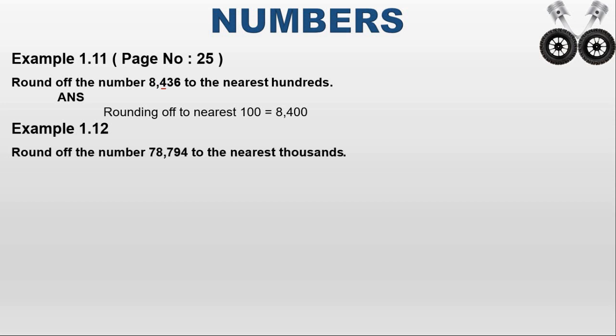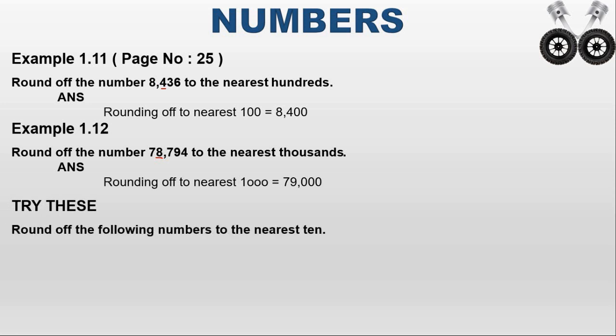Okay, what is the next problem? Round up the number 78,794 to the nearest 1000. Where is the 1000 position? Ones, tens, 100, 1000. So this is the 1000 position. We have to round up to the nearest zeros. What is the first condition? We have to look at the right side value. What is the right side value? It is 7. So it is 5 or greater than 5. What do we have to do? We have to add 1 to the number. That is 8 plus 1, 9. So the answer is 79,000.